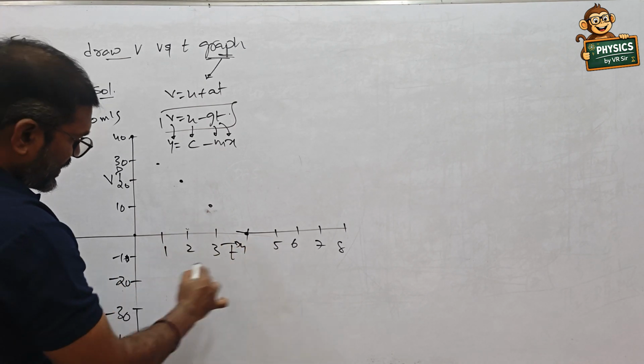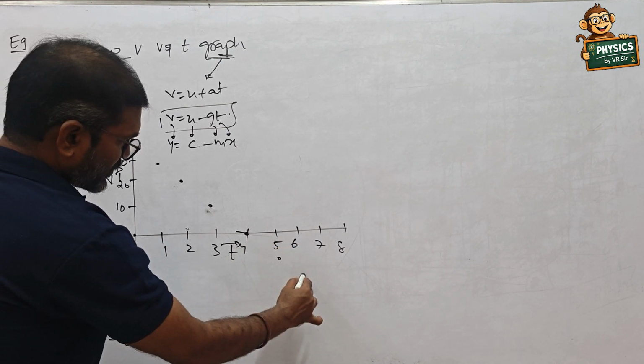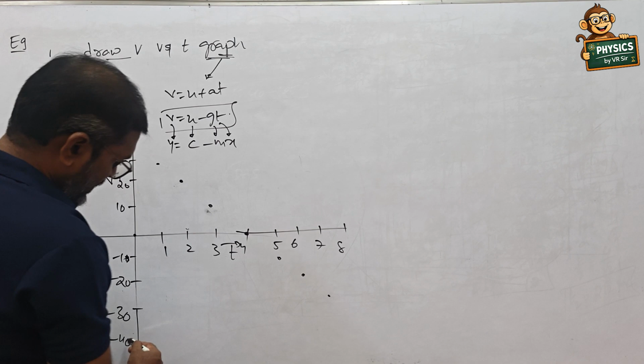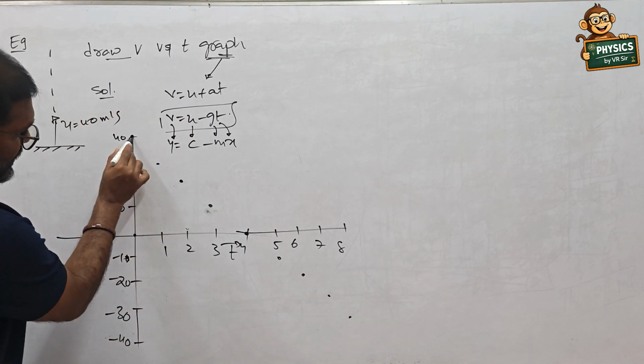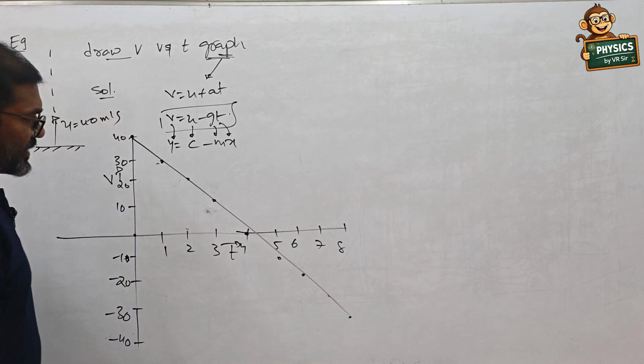Now at t = 5, it is -10. At t = 6, it is -20. At t = 7, it is -30. At t = 8, it is -40. So when you join these, it is a straight line. Yes, it is a straight line.